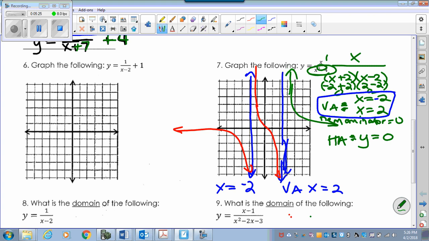Okay, so that is that picture. So if you're asked to graph and you're given the equation, just put it in the calculator and draw the graph.